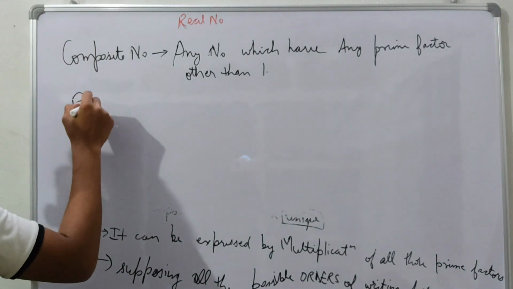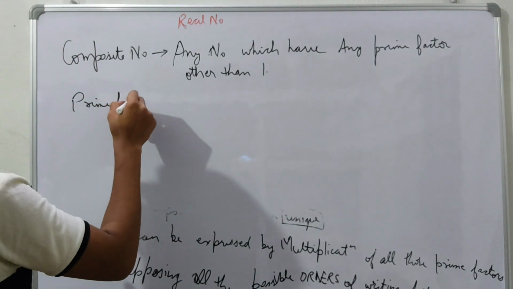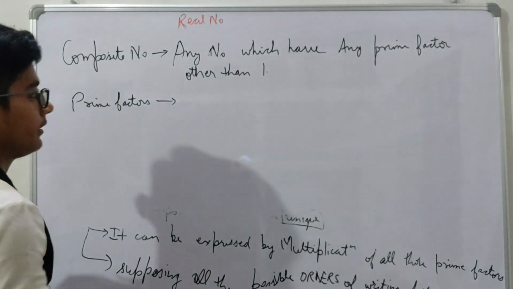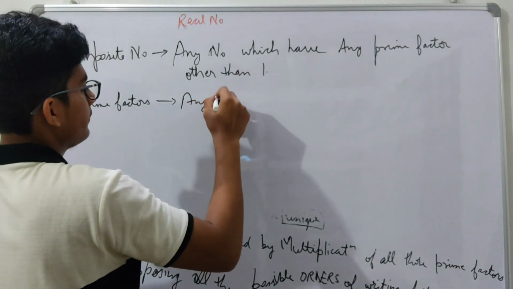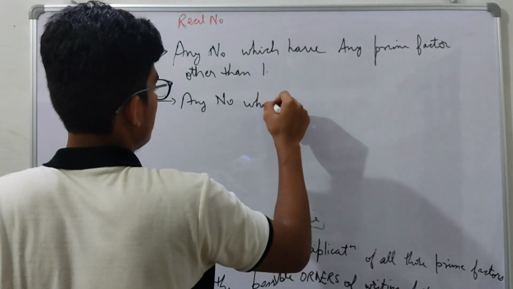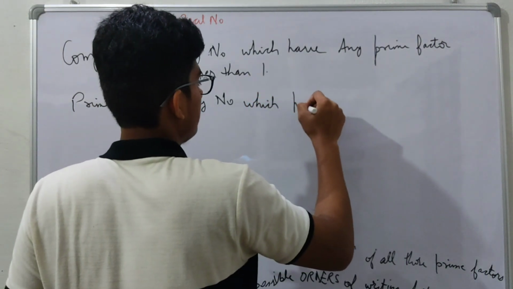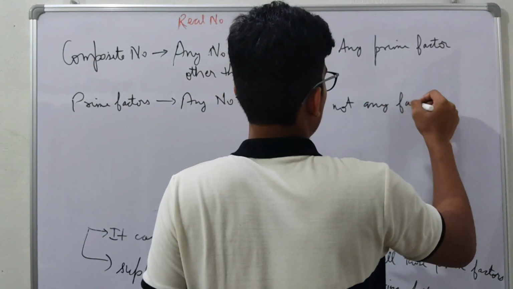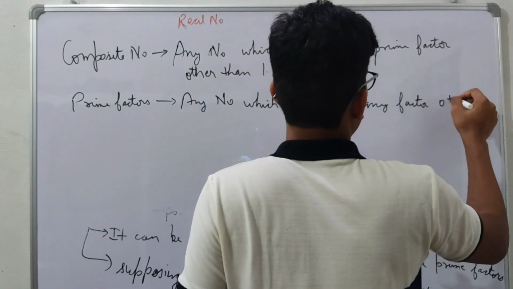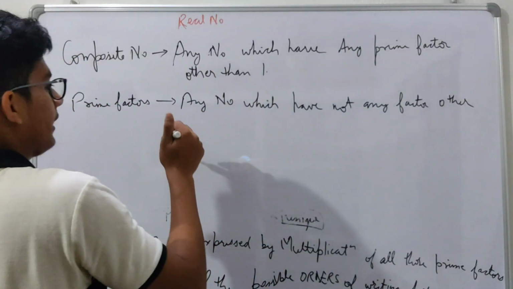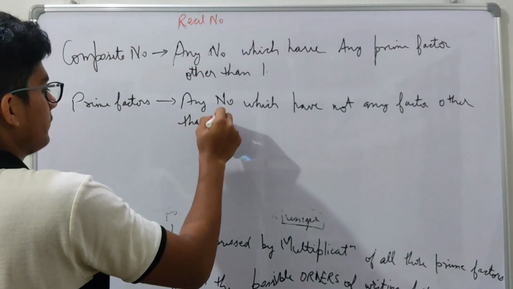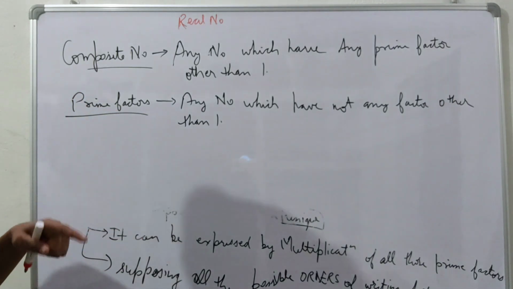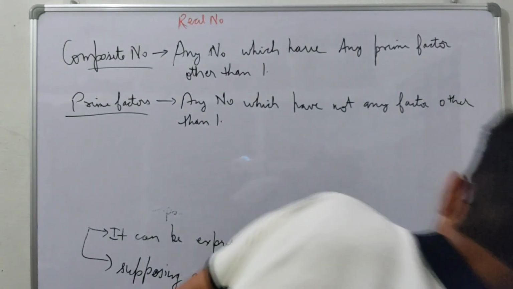Now what is a prime factor? A prime factor is any number which does not have any factor other than 1. This is a prime factor. What is a composite number? What is a prime factor? I think you are clear now.